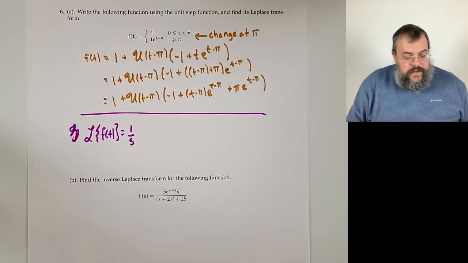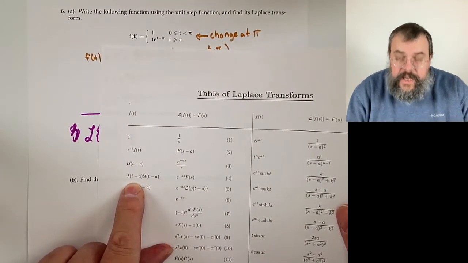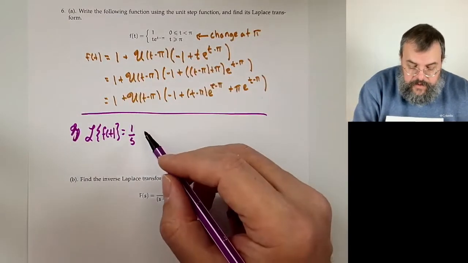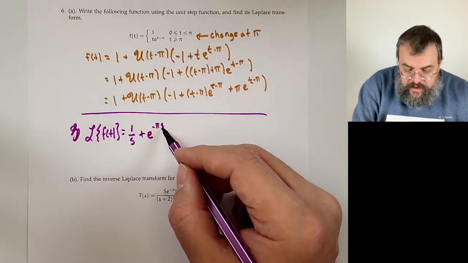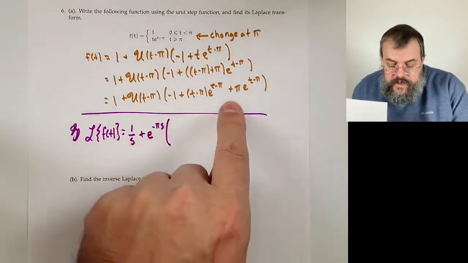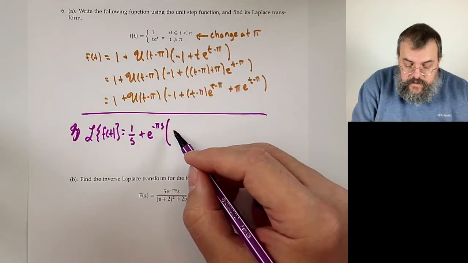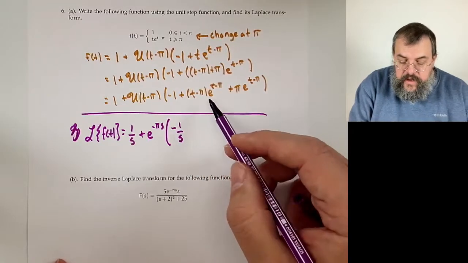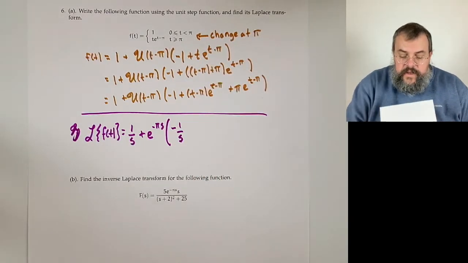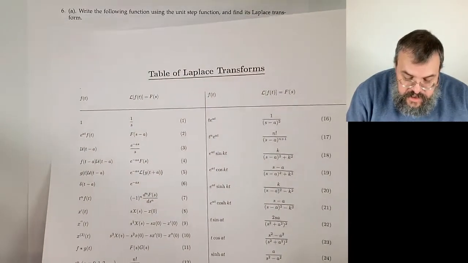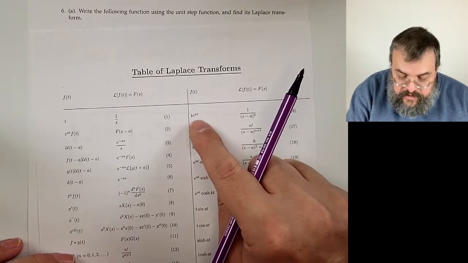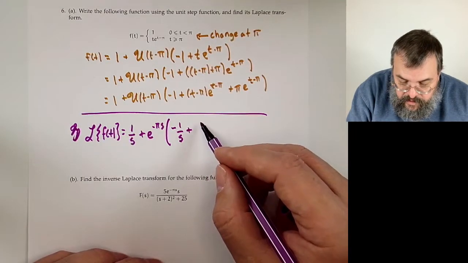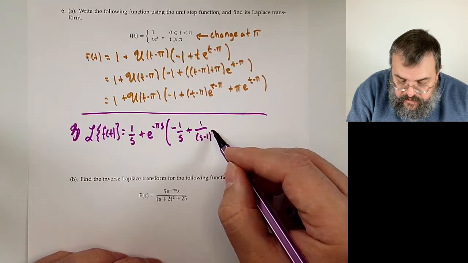Now, this u of t minus pi, because we've set everything up, so everything attached here looks like f of t minus a. So that says, okay, you're going to have an e to the minus pi s. And then we go through and we just transform each piece. So minus 1 is the same as minus, just what would happen with 1. So that's minus 1 over s. Then t minus pi, e to the t minus pi. Because we've taken care of the shift, we're looking for t e to the t. Well, that's here. So that'd be 1 over s minus 1 squared. So plus 1 over s minus 1 squared.